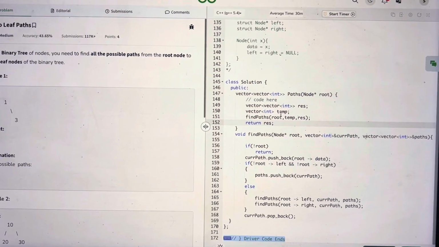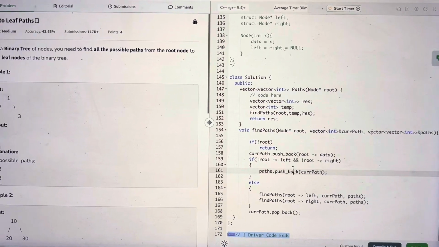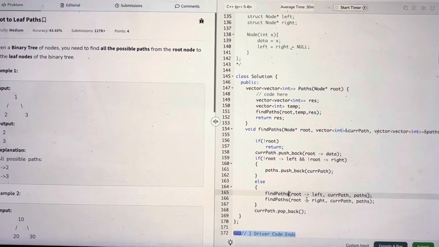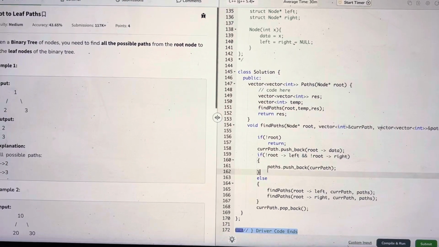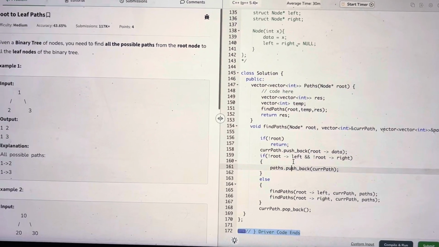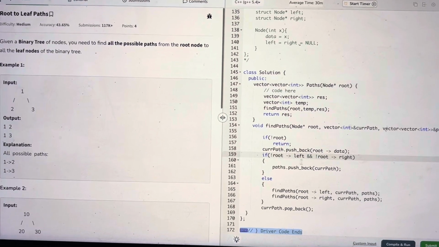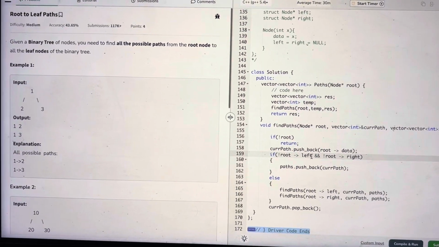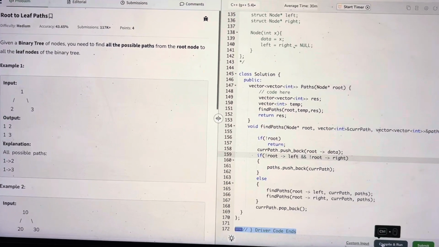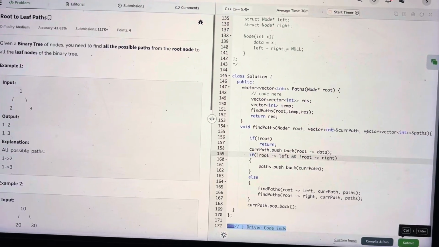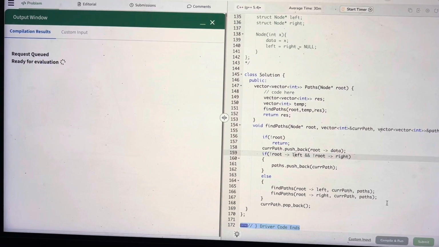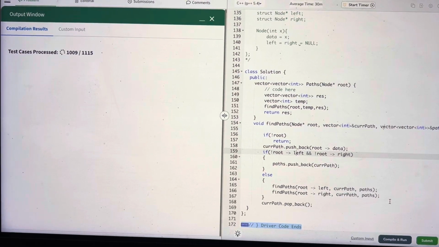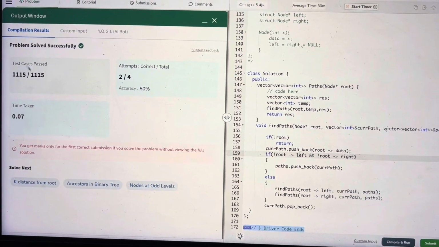The code is the same that we discussed. You can see we are pushing the elements and then we are backtracking. We have added this condition, and this is the termination condition to check that it is a leaf node, that means root left is equal to null. Okay, so let's submit this. As you can see, the code has been accepted.